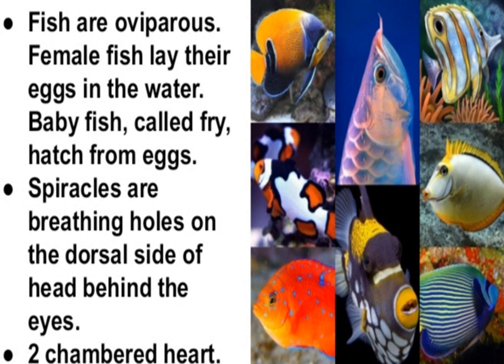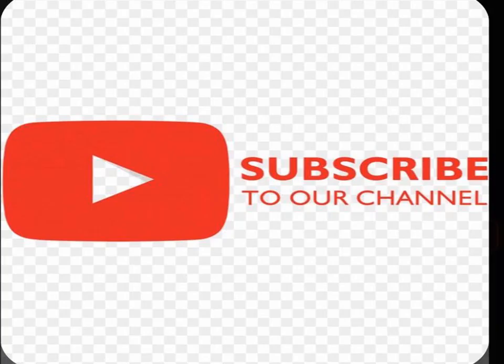Spiracles are breathing holes on the dorsal side of the head behind the eyes. Fishes have a two-chambered heart.